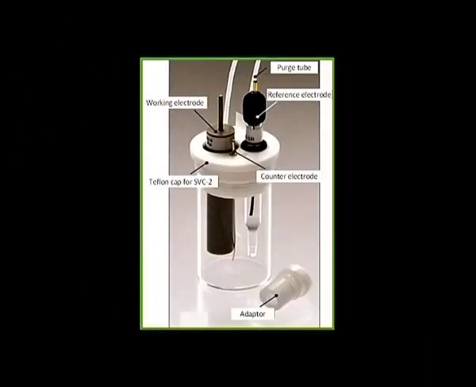This is a common cell which is used for electrolysis. Here you can see we have a counter electrode which is a platinum electrode, we have a reference electrode which may be saturated calomel electrode or silver chloride electrode, and this is the working electrode. This is a Teflon cover which is provided on the vessel so that oxygen does not interfere, and this is a purge tube through which we bubble nitrogen or any other inert gas through the solution.